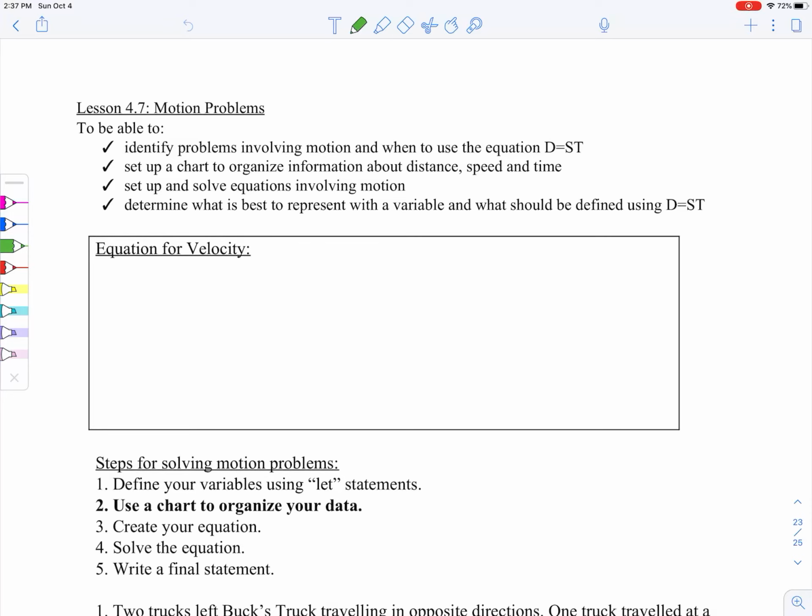Welcome to lesson 4.7, motion problems. We're going to solve those using algebraic equations.